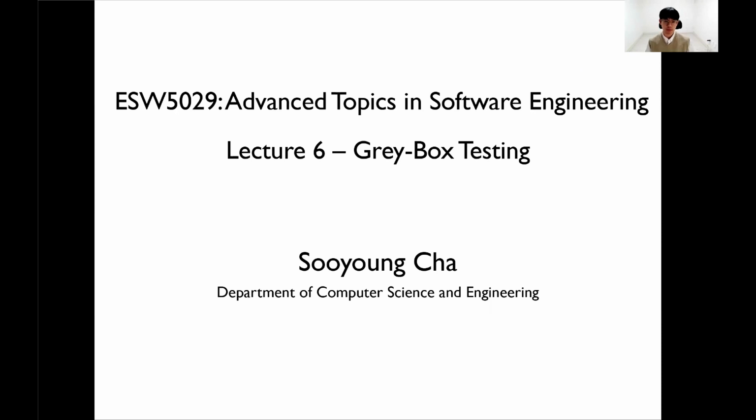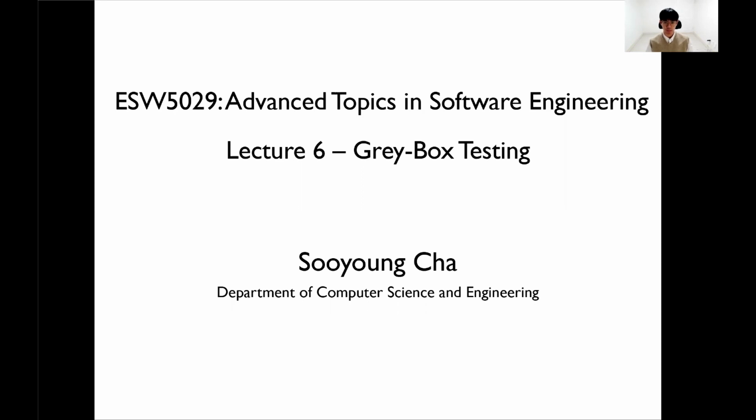Okay, hello everyone. In the previous lectures, we mainly learned about white box testing methods, including dynamic symbolic execution and gradient-based deep neural network testing. So in this lecture, we will learn about the gray box testing method, which contains the characteristics of both white box and black box testing.